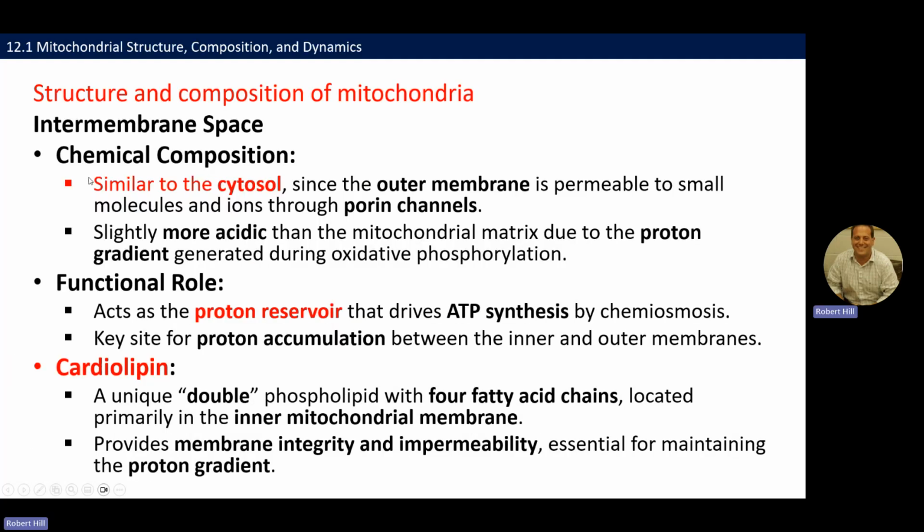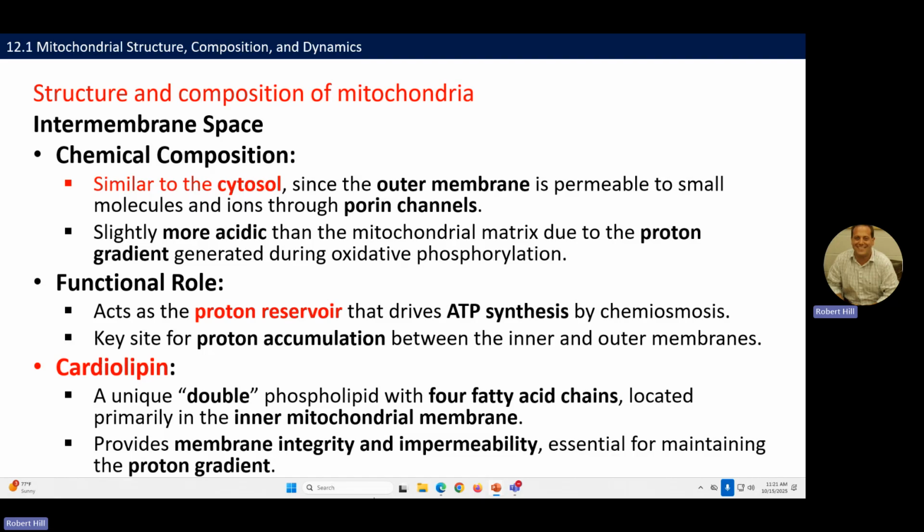So the chemical composition of the intermembrane space is very similar to the cytosol. All right. It acts as a proton reservoir, right? So you get a higher concentration of protons in the intermembrane space as compared to the matrix. And the only way for those to diffuse is back through ATP synthase. Now charged ions don't readily pass through lipids, but you're generating such a gradient in the mitochondria that they could start to leak.